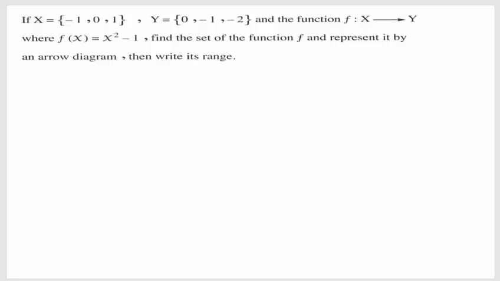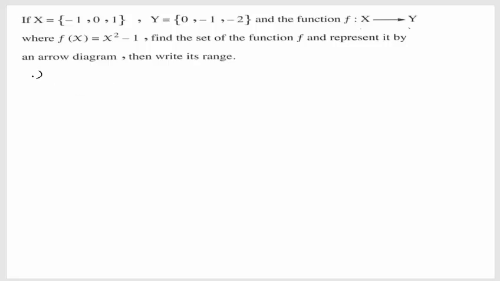In this example, he is telling me that x equals {-1, 0, 1}, y equals {0, -1, -2}, and the function f is a function from x to y. Then x is called the domain, y is called the codomain. f of x, the function of x, equals x power 2 minus 1. Find the set of the function and represent it by the arrow diagram.